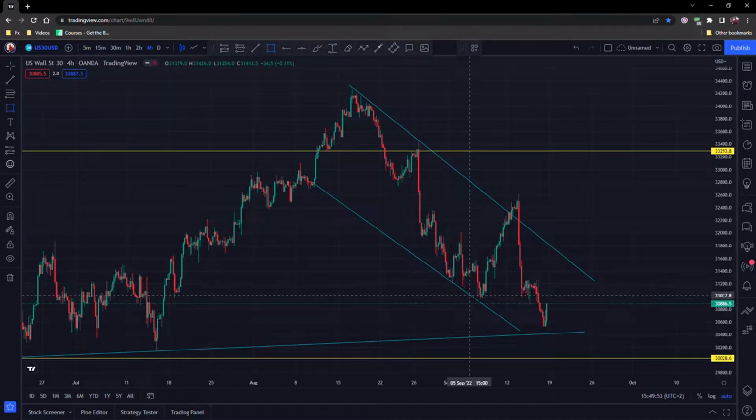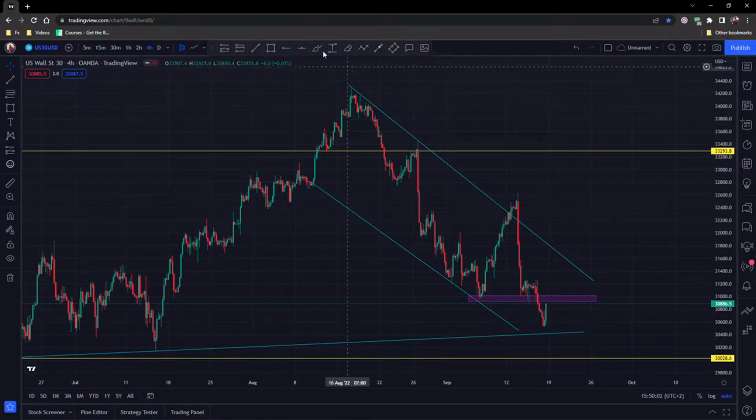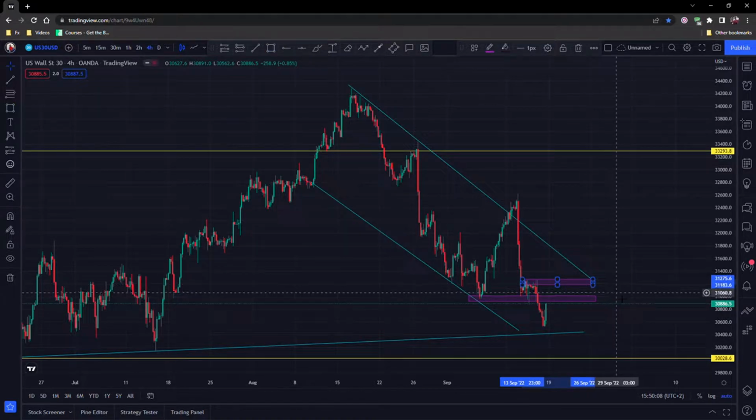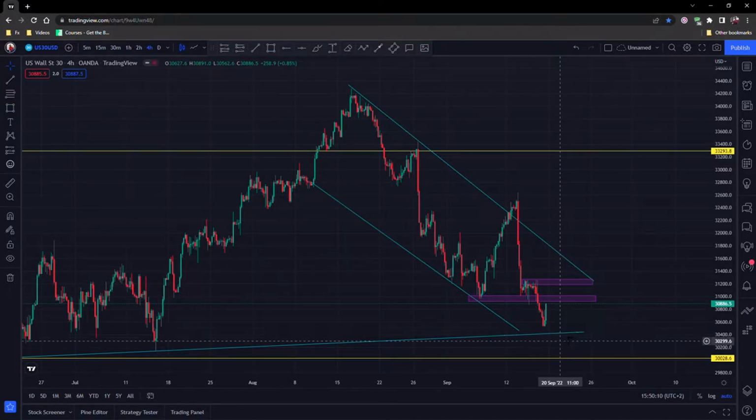Let's see, we can look at this area right here as an area of resistance. Since the market is below, you can see that this is an area of resistance, but it was a strong area of support. The market did consolidate right here, so we can look at this area as it coming back to retest that area before testing this one.